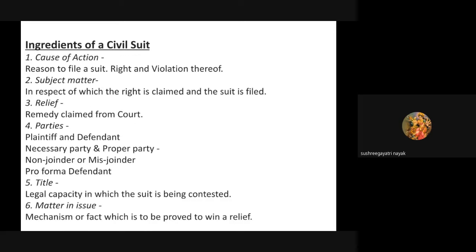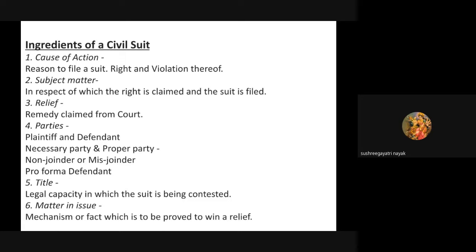So now let's know the ingredients of a civil suit, or the elements of a civil suit. I am telling you all this again because this is not directly mentioned in the act itself, but you need to know all this in order to make sure that you understand the civil procedure as a whole. So what are the ingredients or elements of the civil suit? First is that there must be a cause of action. Without a cause of action, a civil suit cannot sustain.